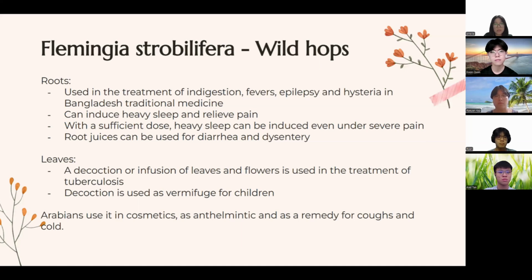Some of the uses: the roots can be used in the treatment of indigestion, fevers, epilepsy, and hysteria in Bangladesh traditional medicine. It can induce a heavy sleep and relieve pain. With a sufficient dose, heavy sleep can even be induced under severe pain. The root juices can also be used for diarrhea and dysentery. A decoction or infusion of leaves and flowers can be used in the treatment of tuberculosis and as a vermifuge for children. Arabians use it in cosmetics, as an anthelmintic, and as a remedy for coughs and colds.